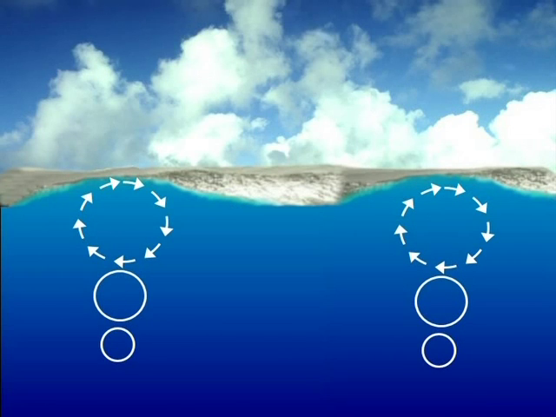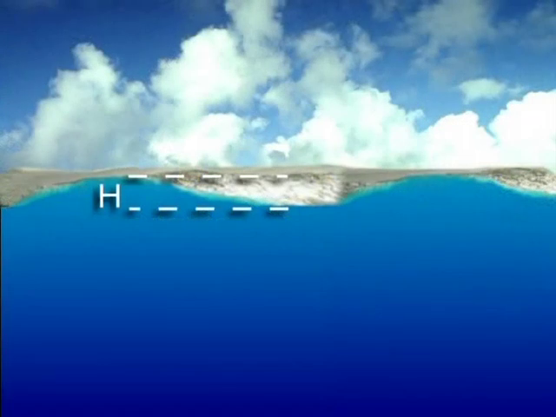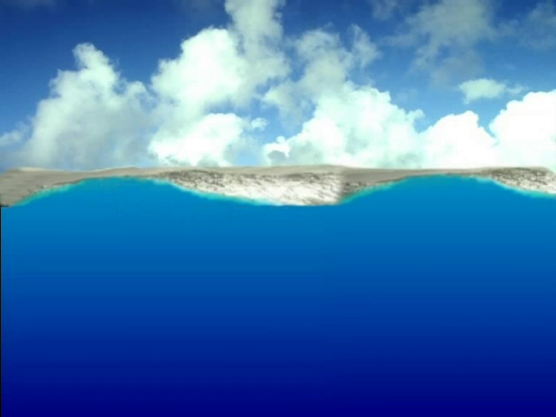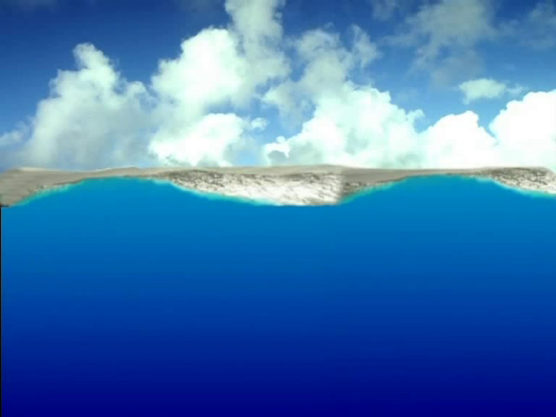The longer the stretch of sea over which the wind blows, known as the fetch, the higher the waves become, meaning that there is a greater distance between the crest, the highest part of the wave, and the trough, the lowest part of the wave. As well as the height of the wave, another parameter used to describe waves is the length, meaning the distance from one crest to the next.